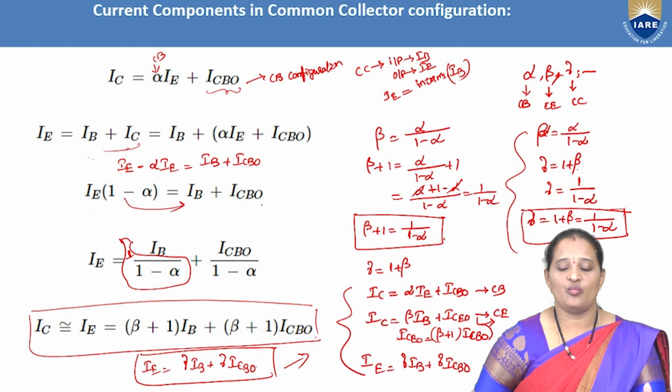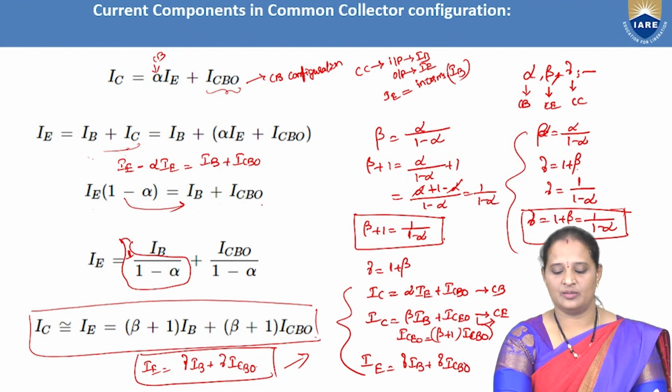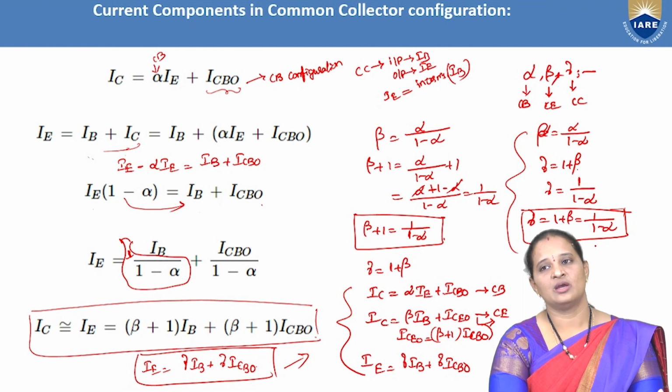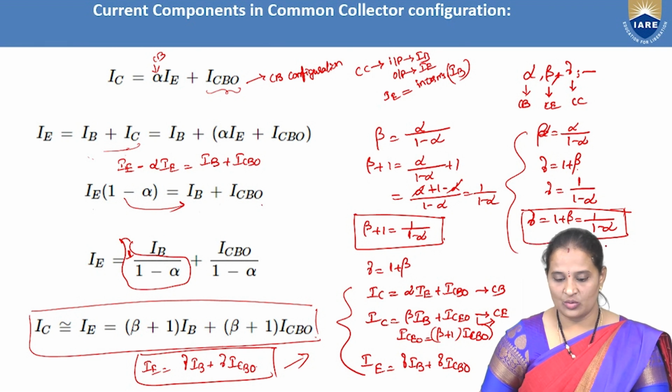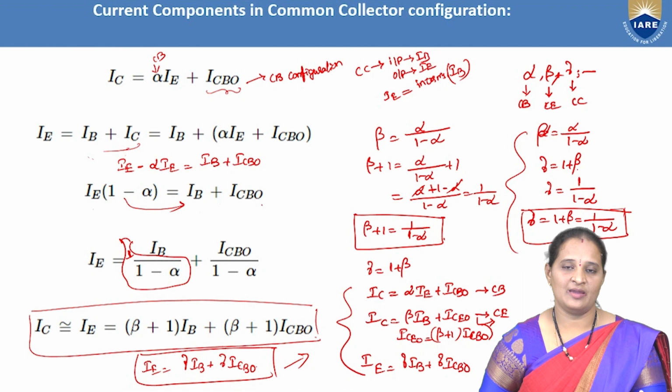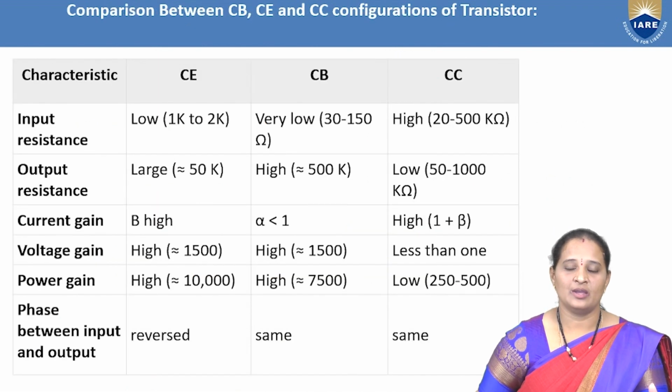Where we compare, alpha is very less when compared to beta and gamma. Here gamma is also very high, because we have seen already gamma is the current amplification factor of common collector configuration. It is also very high.